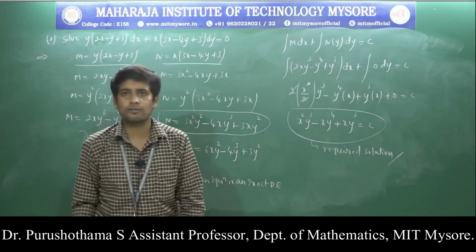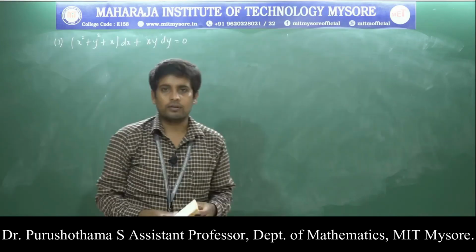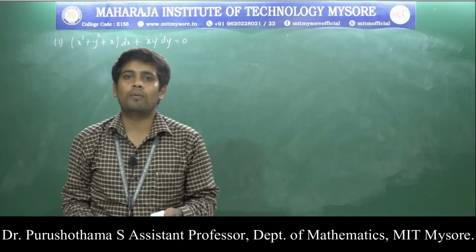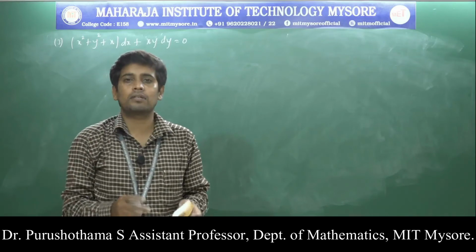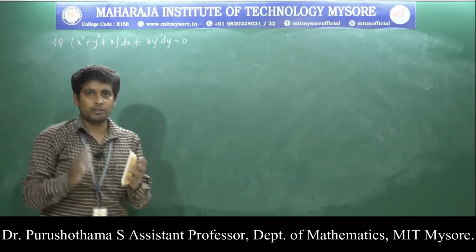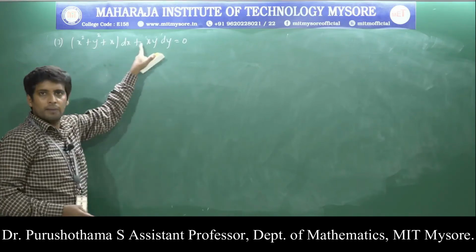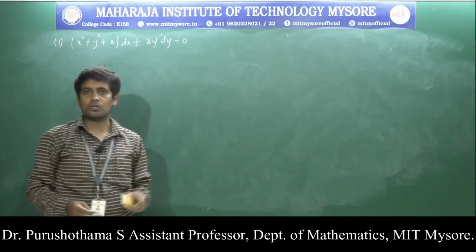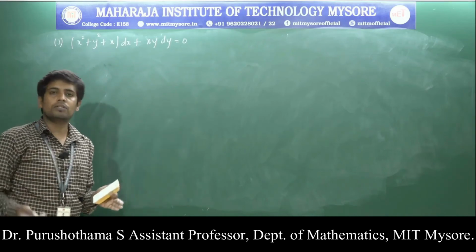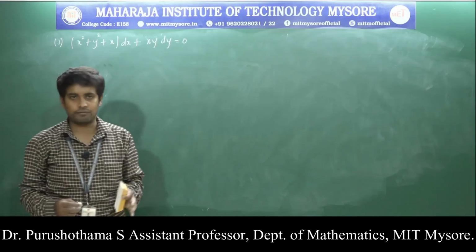This is the required solution of the problem number 2. Now I am going to solve the last problem in equations reducible to exact equation form. The problem is: solve (x² + y² + x) dx + xy dy = 0.